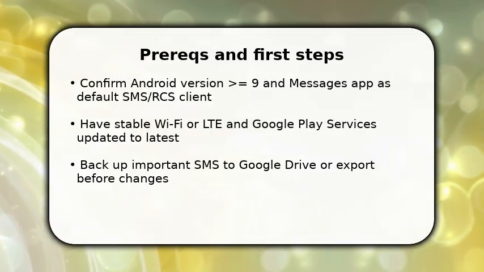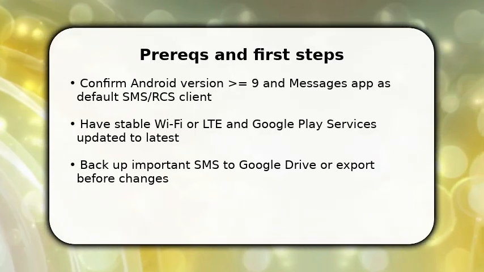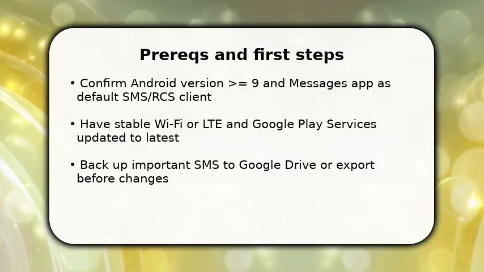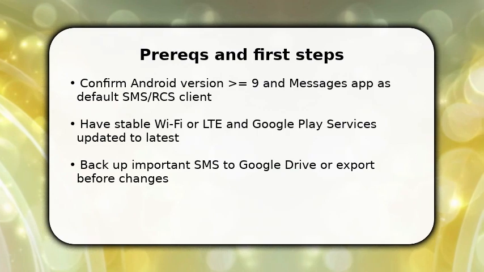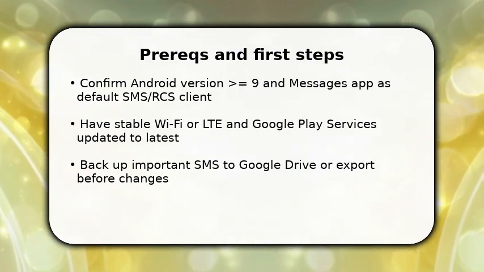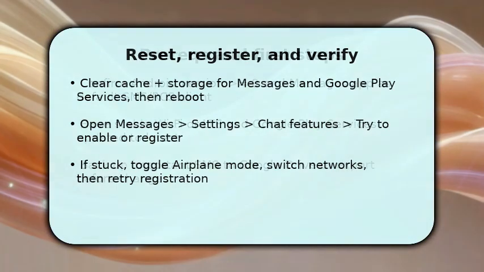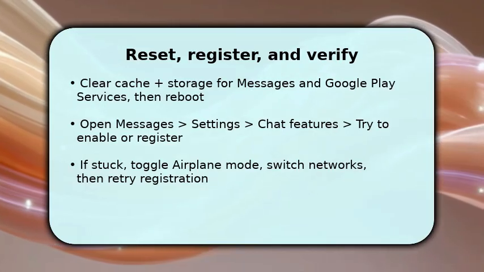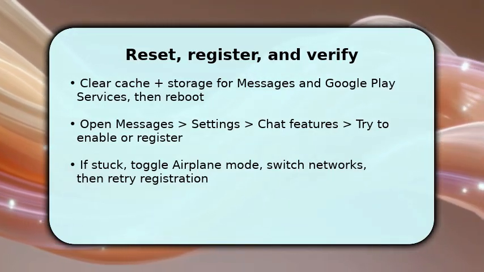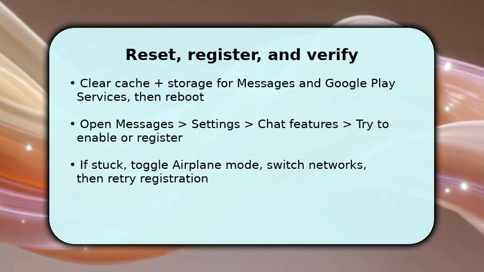Make a quick backup of important messages to Google Drive or export them, because changing settings or clearing data can remove threads. Now proceed to clear cached state to force a fresh start. You clear cache and storage for Messages and Google Play services, then reboot the phone to remove stale tokens.